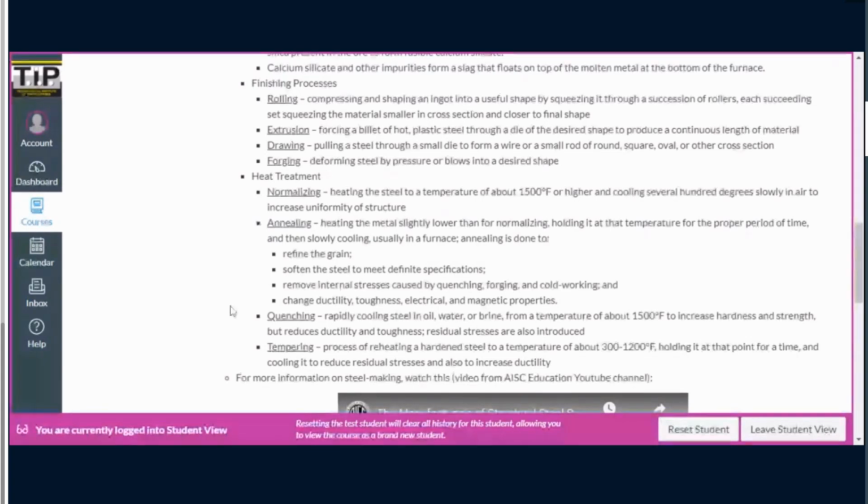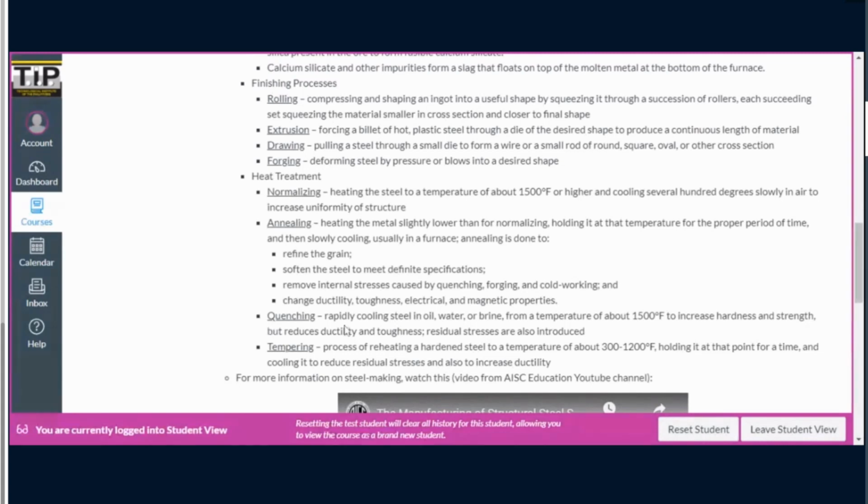So another treatment process is quenching and also tempering. So quenching is a process of rapidly cooling the steel in oil, water, or brine. So brine is water with salt. Okay. From a temperature of about 15 degrees Fahrenheit to increase hardness and strength but reduces ductility and toughness.